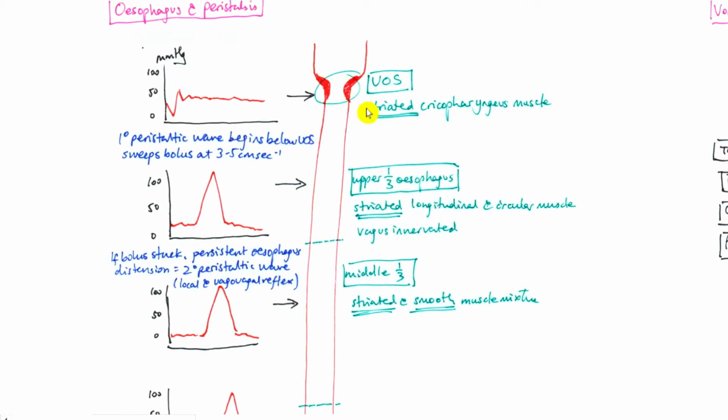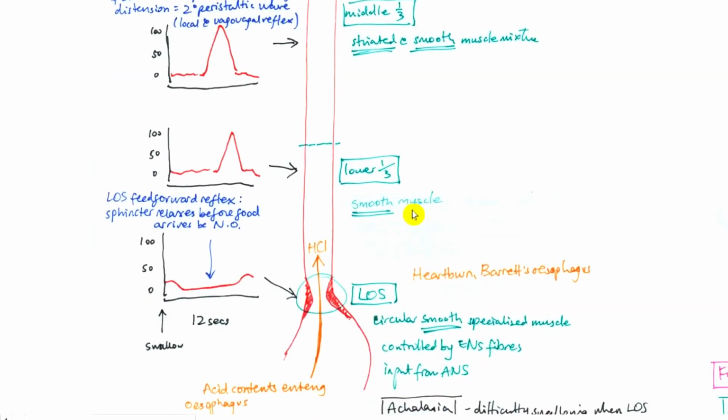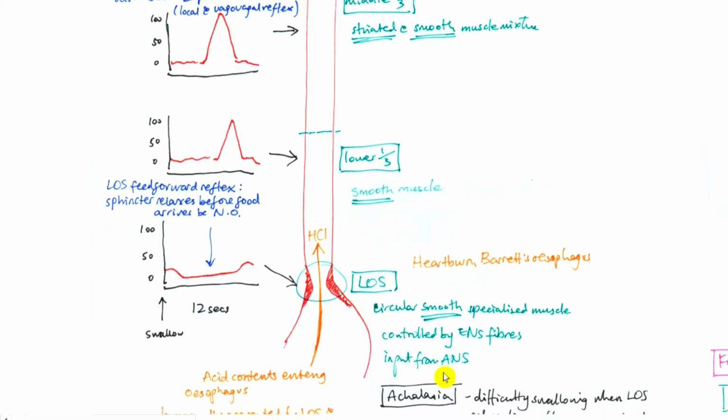This is the upper esophageal sphincter. It has striated cricopharyngeus muscle. The upper third of the esophagus has striated longitudinal and circular muscle. It's innervated by the vagus nerve. The middle third has striated and smooth muscle, so it has a mix, and the lower third only has smooth muscle. The lower esophageal sphincter is important for reducing gastroesophageal reflux.